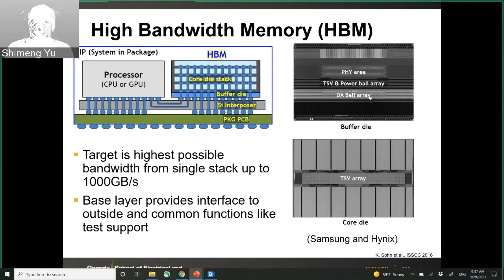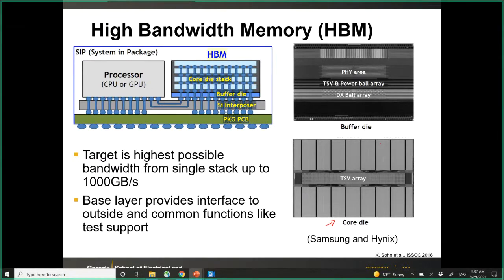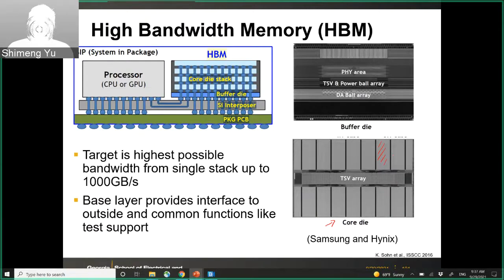And then this is a real image under the microscope to show the TSV stack. And also this is from the top view. From the top view, you may have the DRAM banks. Those are the DRAM banks. And in the middle, you will have this TSV array. There you may have many of those vias.